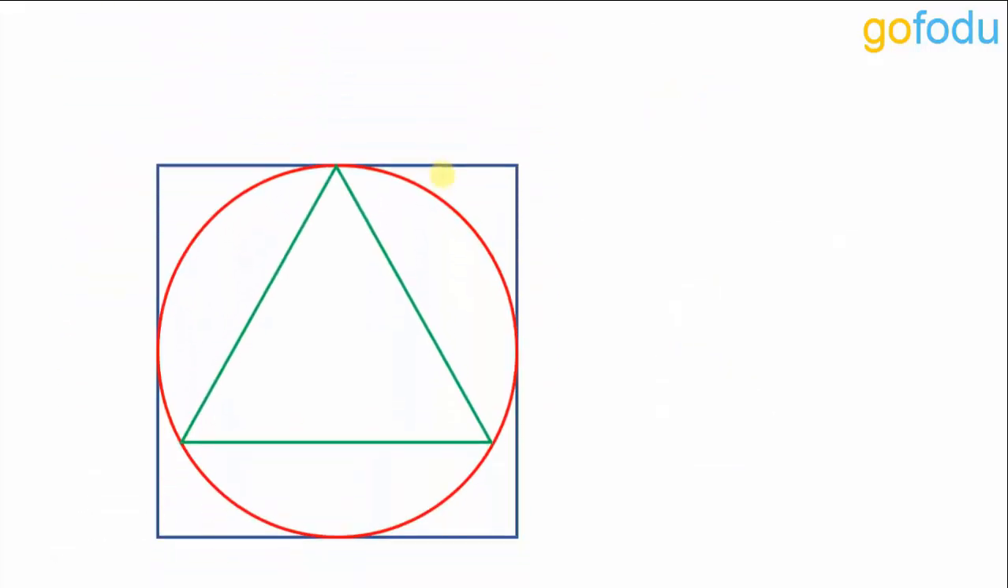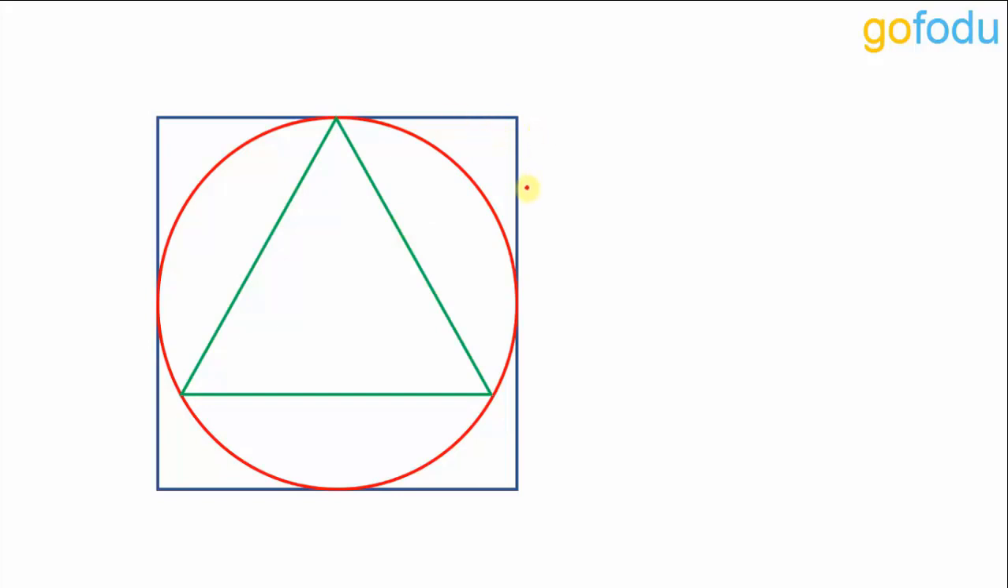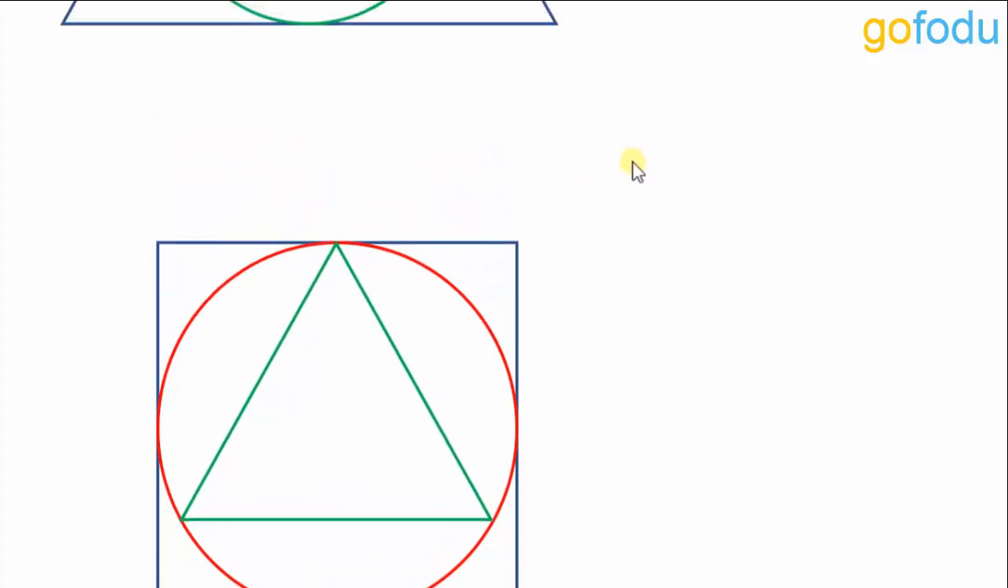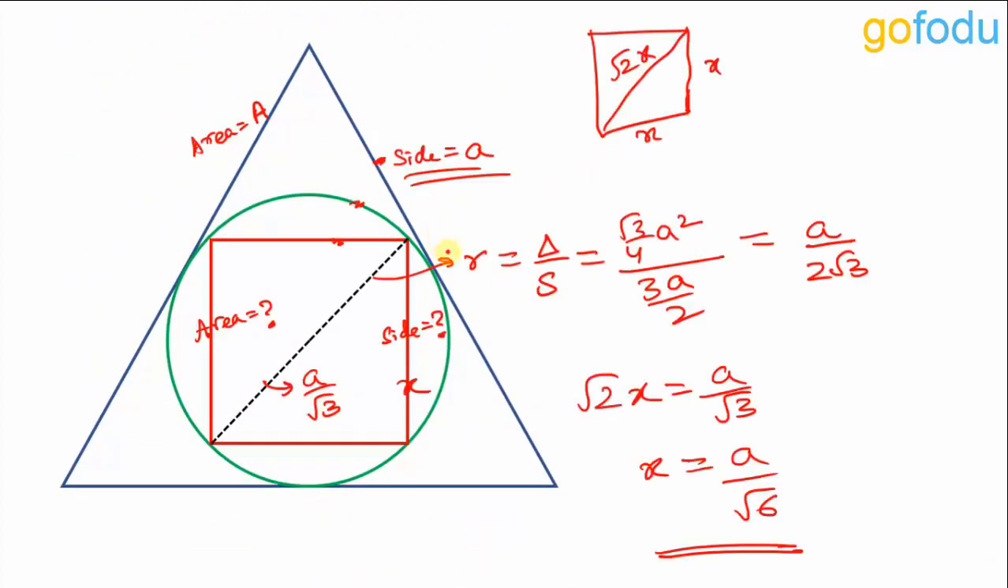Like in this question, we have a square, then a circle and then a triangle. The side of the triangle is given as A unit and we have to find the side of the square. Now in the previous question, when the side of the triangle was A unit, the inradius came out to be A upon 2 root 3.